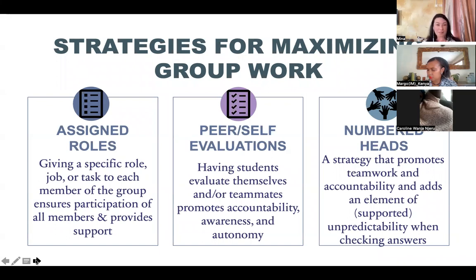bit of unpredictability. In it, no student knows who will speak. Any student can be called on, but they know that they might be called on. And so within the group, they're working together to make sure everybody in that group knows the answer, so that they can share it and not embarrass their group. So this promotes teamwork. And I don't know, for some reason, students find it kind of fun. Hopefully you will too.